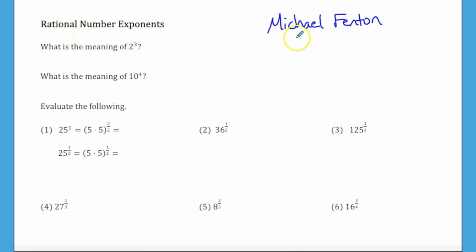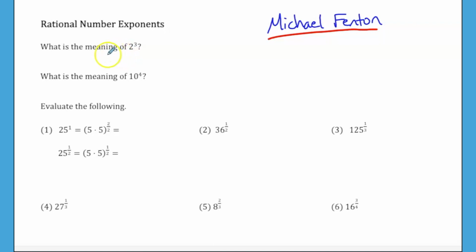This lesson comes from a blog post from Michael Fenton. Michael is actually on the teaching faculty of Desmos.com currently, although this was written before he took that position. But it's an interesting take on rational number exponents. It's really intuitive for students. It is not the way probably most of us were taught, but it does click very well with students. They can usually complete this pretty quickly once they get the hang of it.